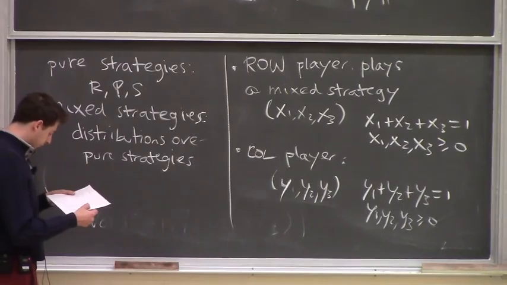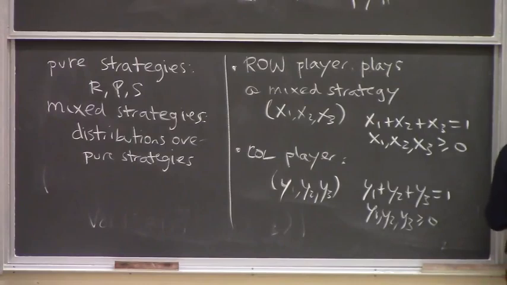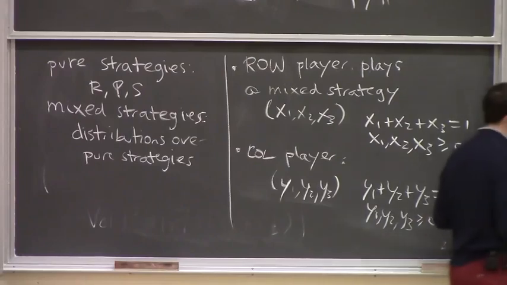Now, in general, if row plays the mixed strategy X and column plays the mixed strategy Y, the expected payoff of the row player is what? We can write it as an expression, right?